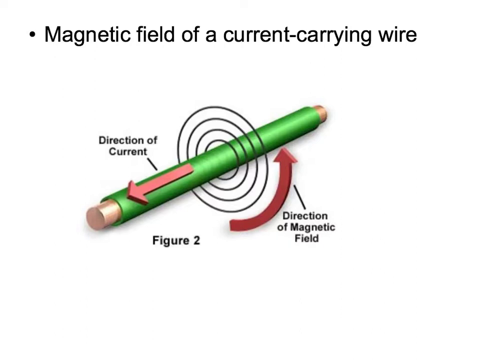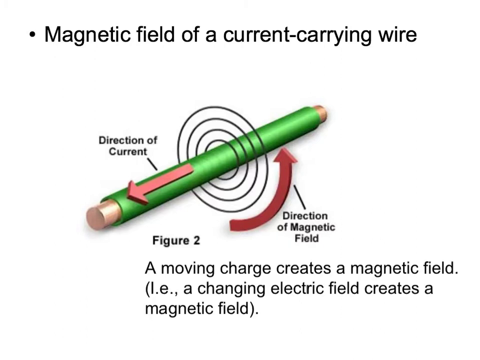First off, we've talked about charges and magnets as if they're completely separate things so far, but turns out they're not. In fact, a moving charge creates a magnetic field. Or more specifically, a changing electric field. So if the charge is moving, its electric field is moving with it. Changing electric field creates a magnetic field.